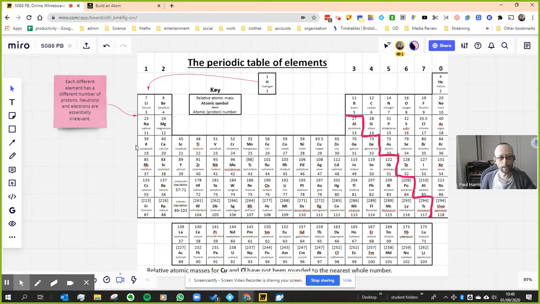And one thing to emphasize here is whatever element, let's say aluminium, every single aluminium atom will have 13 protons. If I change the number of protons, it just simply will not be aluminium anymore. And if I change the number of neutrons, it stays aluminium. If I change the number of electrons, it stays aluminium. It's only the protons that determine what element it is.